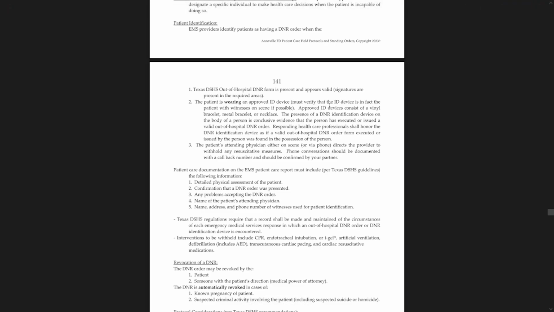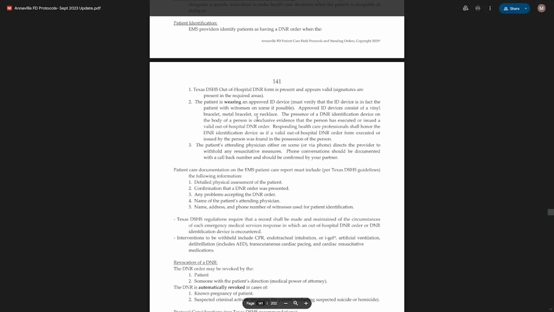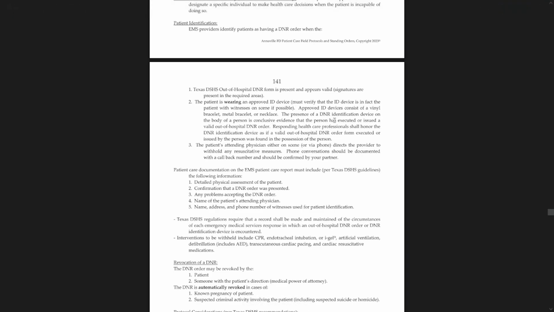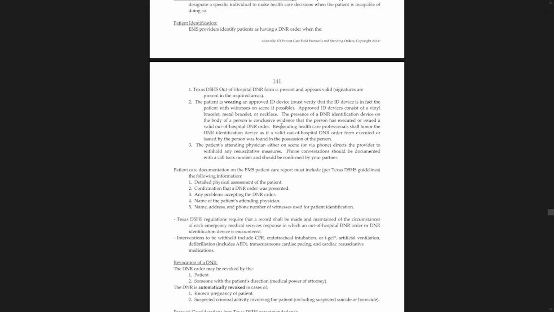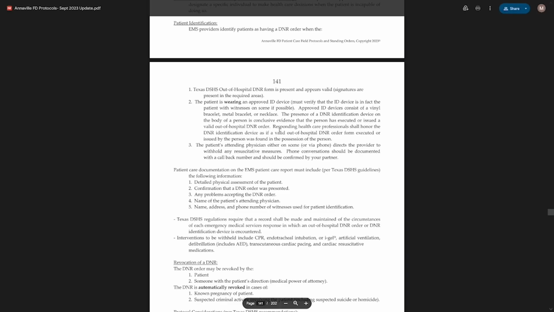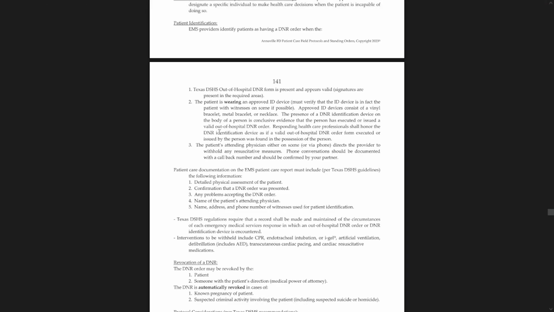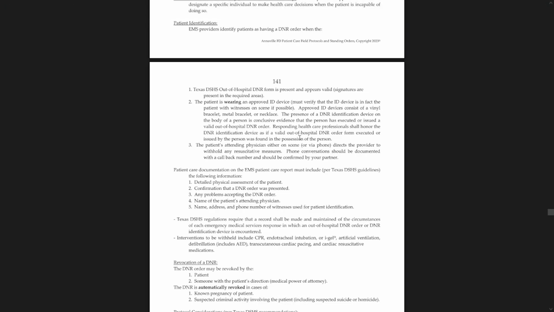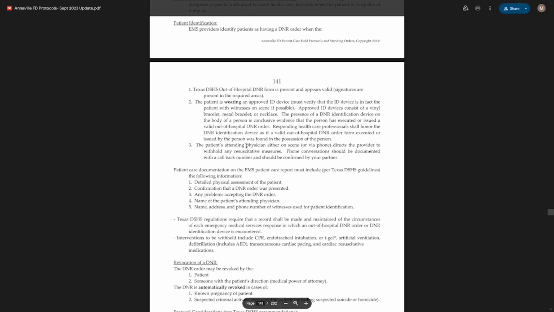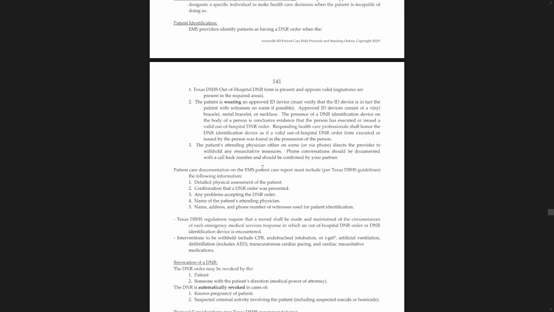The presence of a DNR identification device on the body of a person is conclusive evidence that the person has executed or issued a valid out-of-hospital DNR order. Responding healthcare professionals shall honor the DNR identification device as if a valid DNR order form executed or issued by the person was found in the possession of the person. The patient's attending physician, either on scene or via the phone, directs the provider to withhold any resuscitative measures. Phone conversations should be documented with a callback number and should be confirmed by your partner.